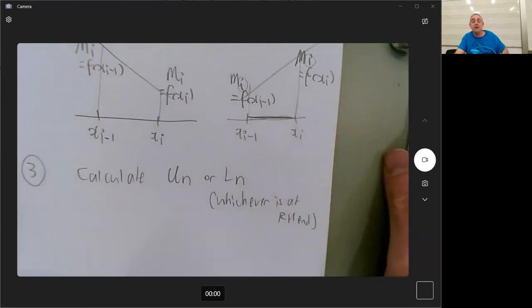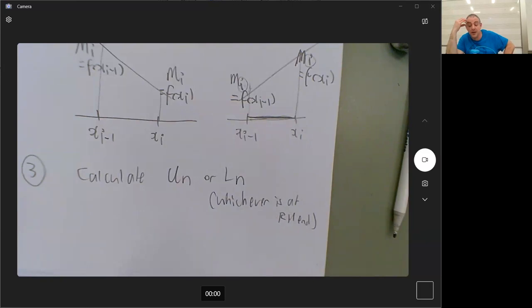Now, to be fair, if it felt easier to calculate the one at the left-hand end, go for it. Totally up to you. But my advice is that you should use whichever of them is at the right-hand end, because it will be easier, because it will have i's instead of i minus 1s. And all those minus 1s is just begging for you to lose minus signs along the way.